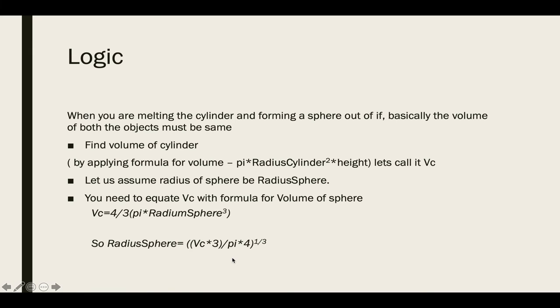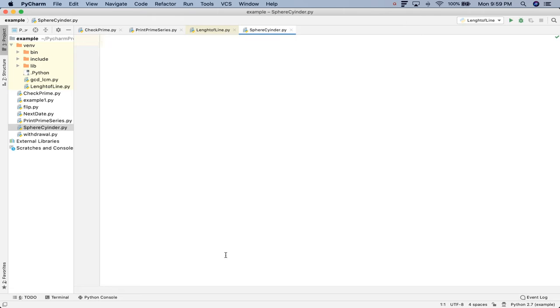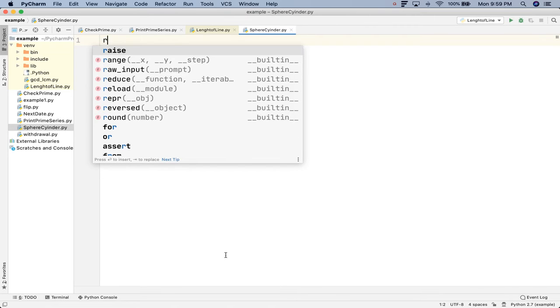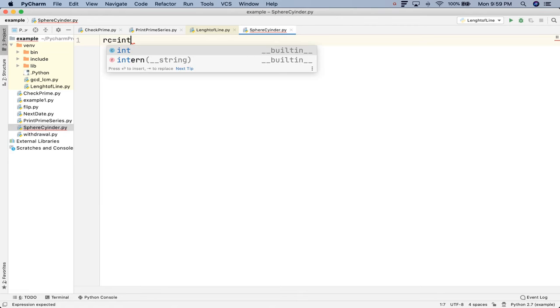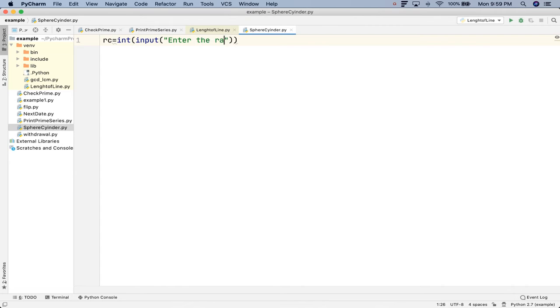So now let's proceed to our program. In my program, the first thing which I will enter is radius of cylinder. I am writing the short forms over here. Then height of the cylinder. So I will write input, enter the height of cylinder.